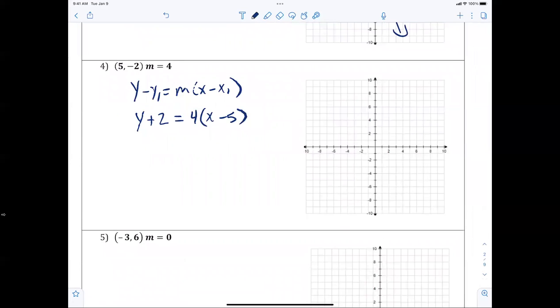You go to the right 5, and then down 2. Good. And then you go up 4. Yep. And then over 5? Over how many? 4 over what? 1. Yes, 4 over 1. Easy.